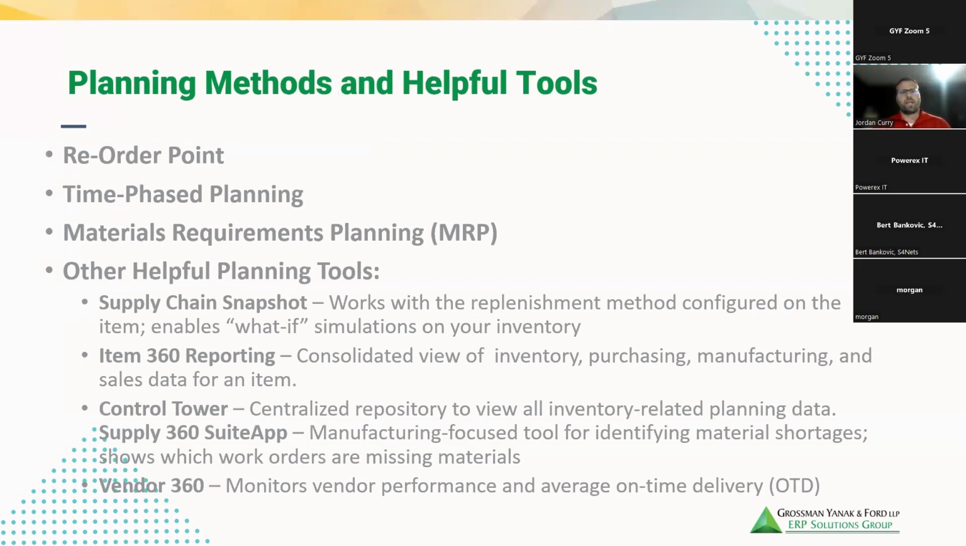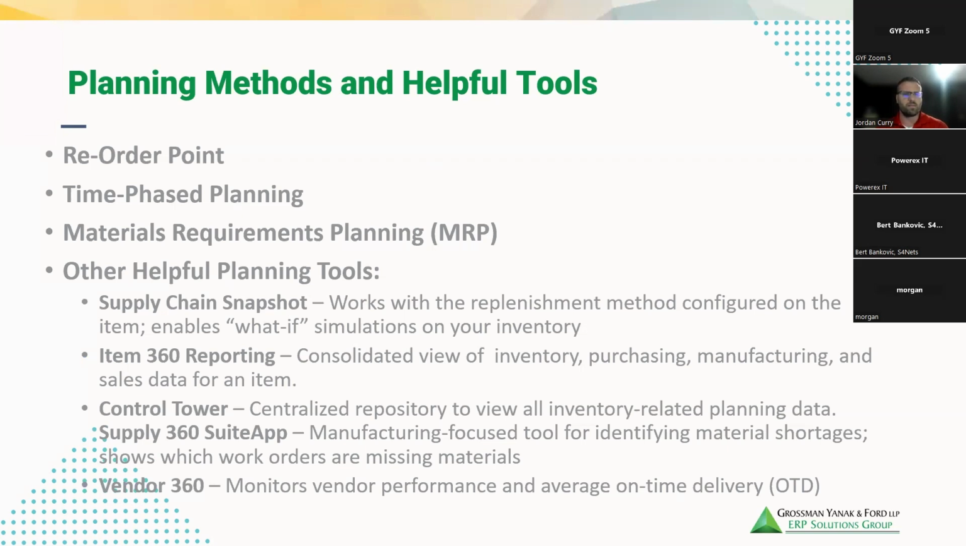Okay, so again, overview of the planning methods. We got reorder point, time phased, and material resource planning. So there's some other very helpful tools. Again, if you're using NetSuite, these are generally free tools that you can download through the Suite apps. So we got this in supply chain snapshot. That is actually an enable feature. Okay, so that works with basically whatever planning method that you choose.